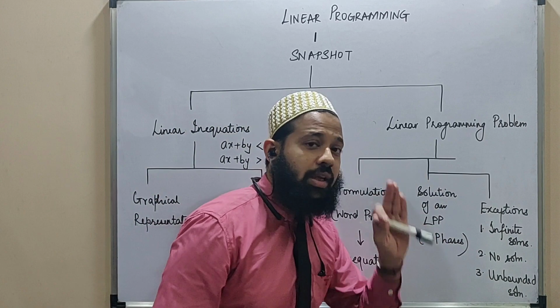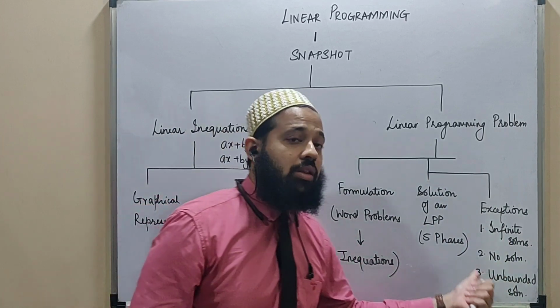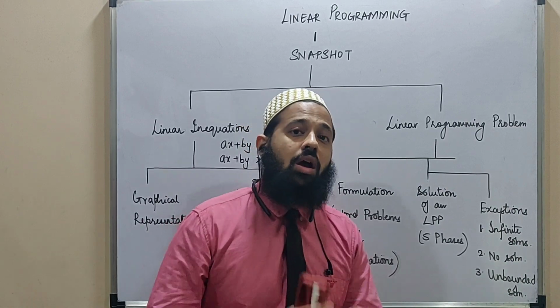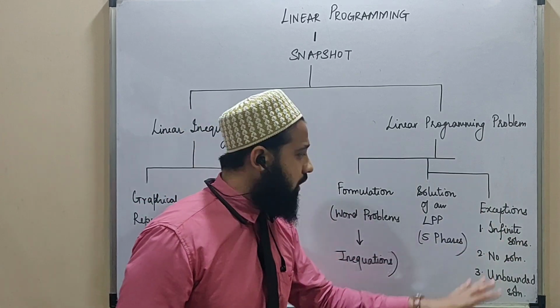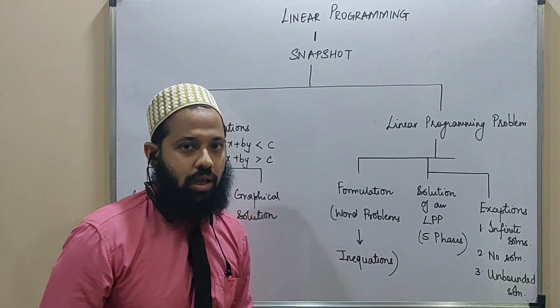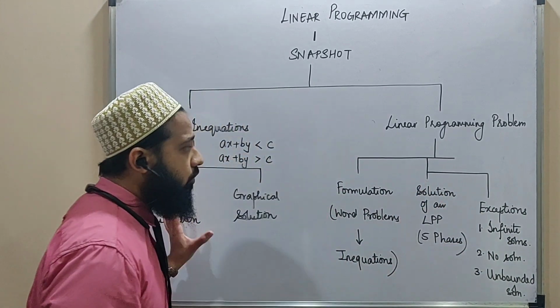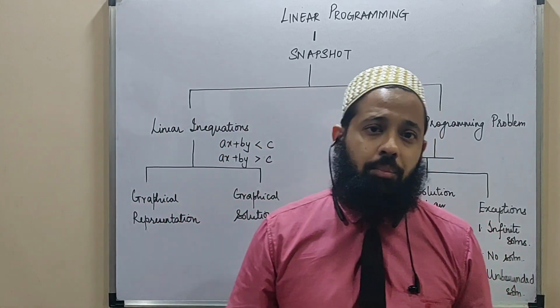So we have 3 exceptions. One is infinite solutions, the other is when the LPP does not have a solution, and finally when there is an unbounded solution. So we have to also consider these 3 exceptions when we are doing solution of an LPP in this exercise itself. So that's what we are here to study in this chapter. Let's take it up part by part.